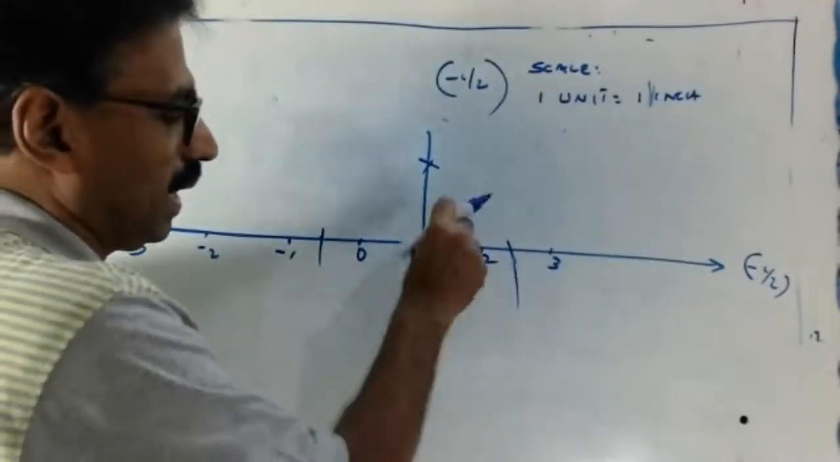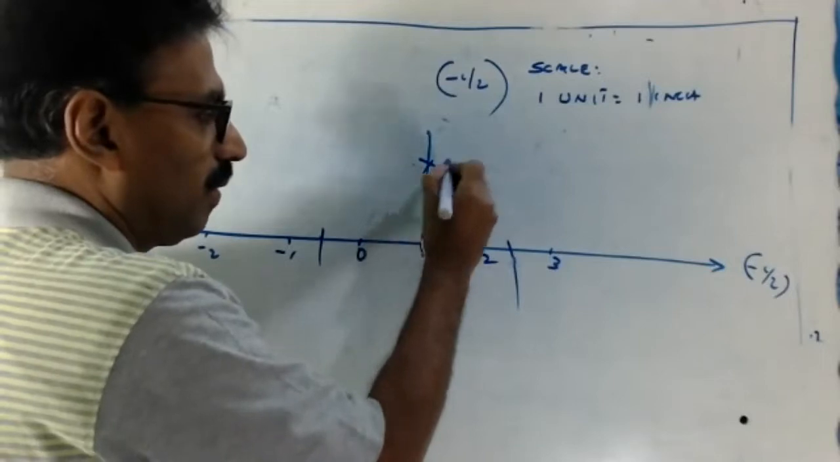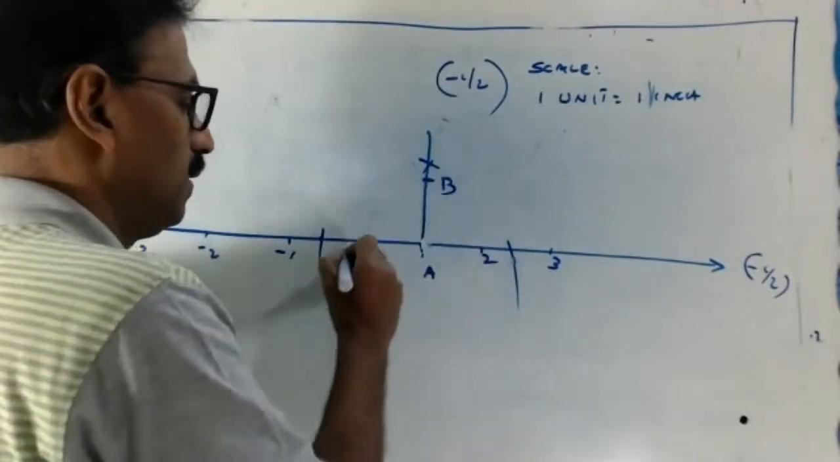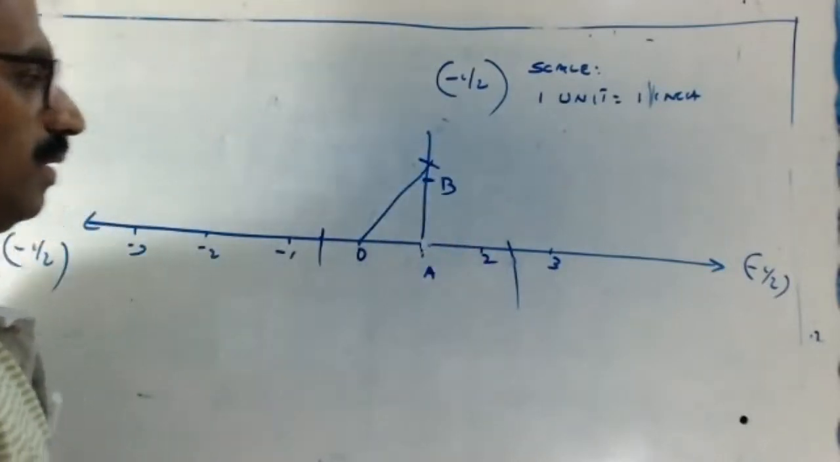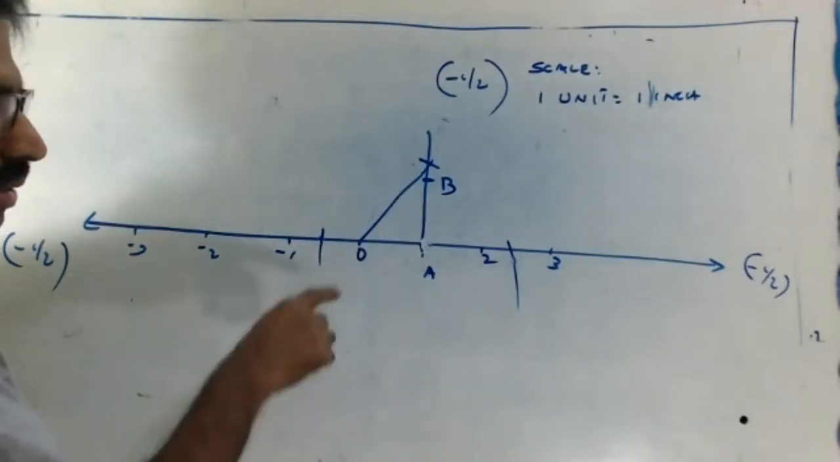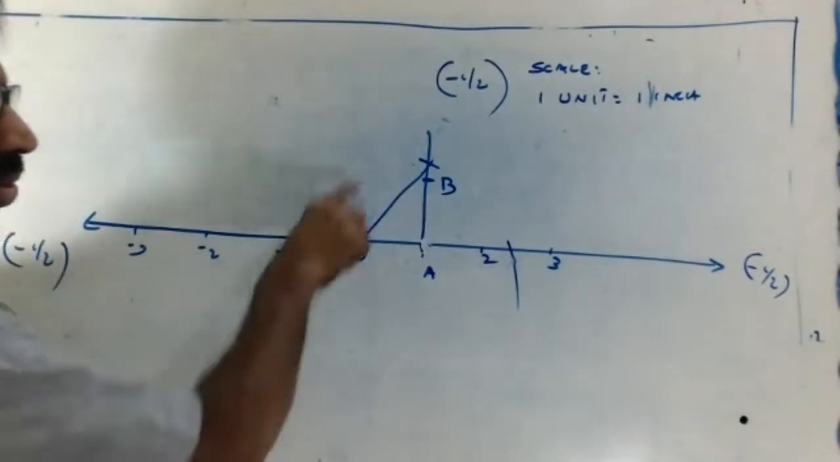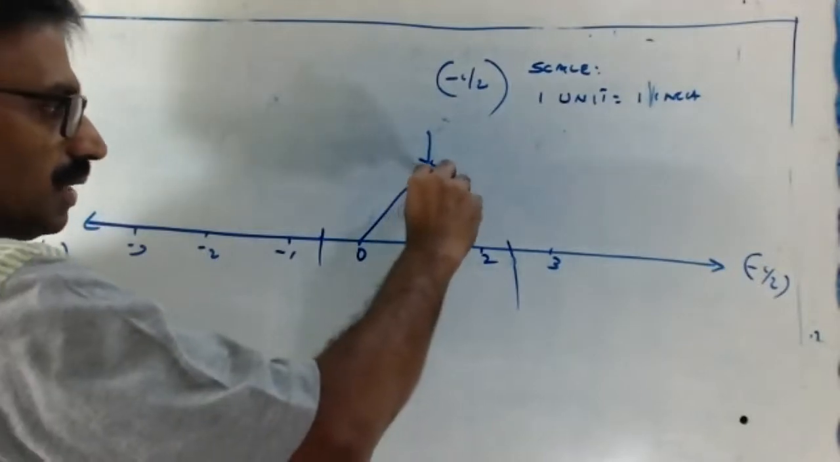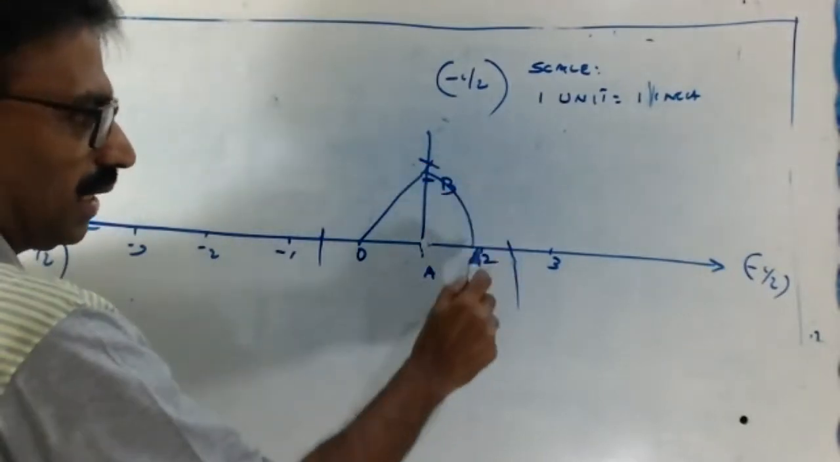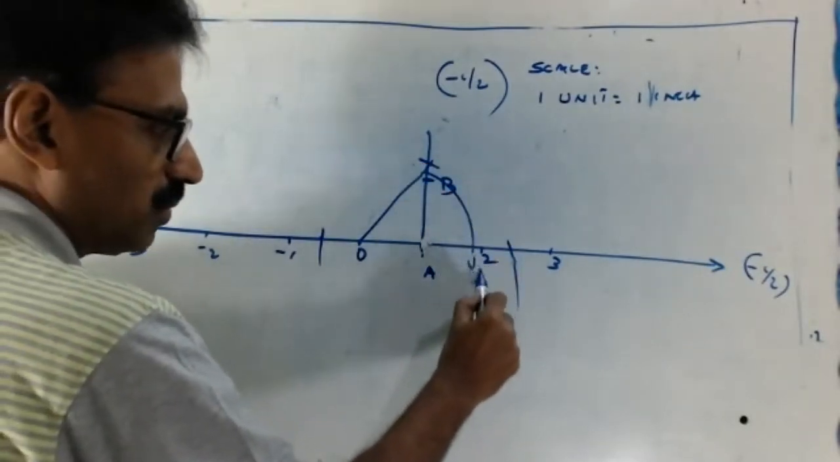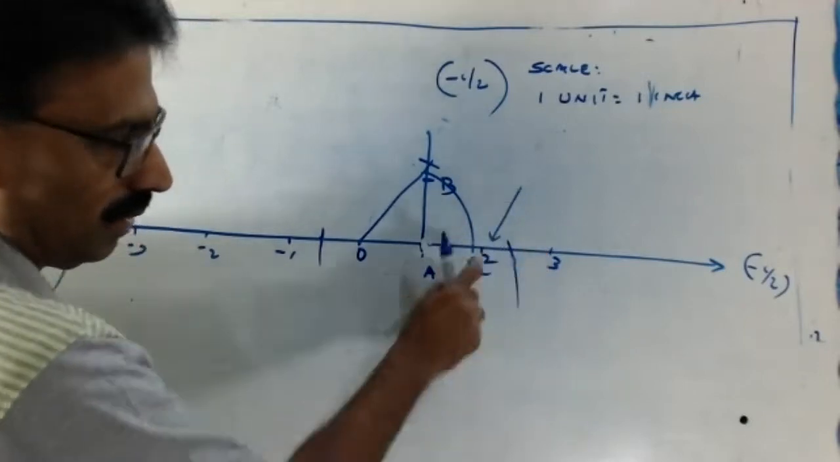Then next step, here take also 1. Okay, this is B. Then join OB. Next is what? O as center, OB as radius. Draw a circle like this. It is cut. Where it is cut, that is root 2. Then you mark like this. This is the root 2.